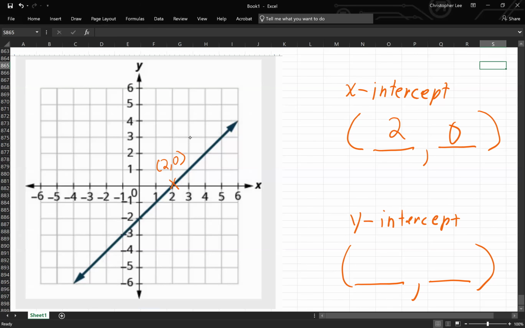What's my y-intercept? 0 comma negative 2, right? And that's right here. Yep, that's it. You just identify it.